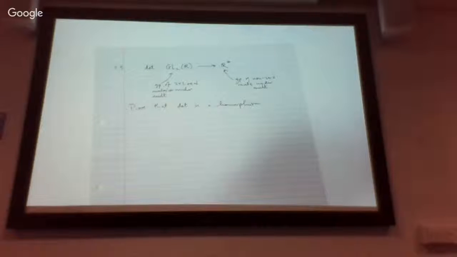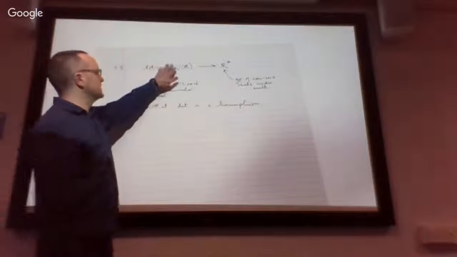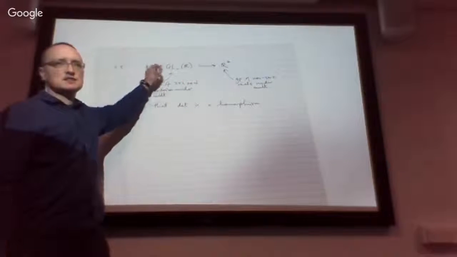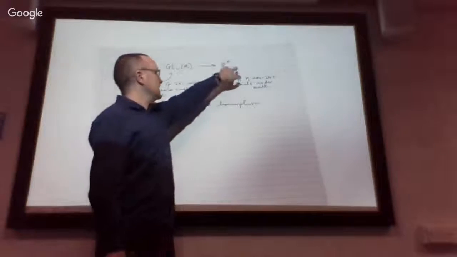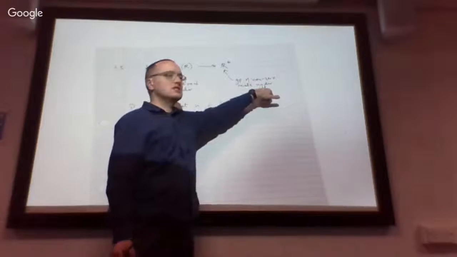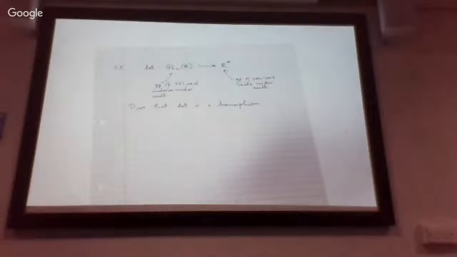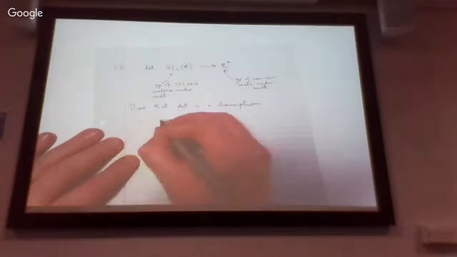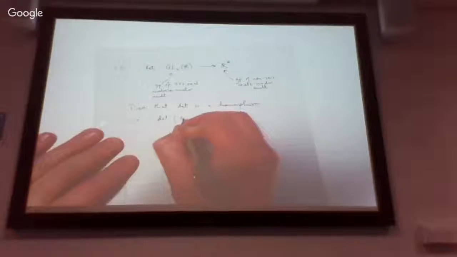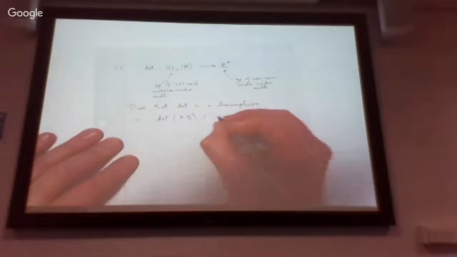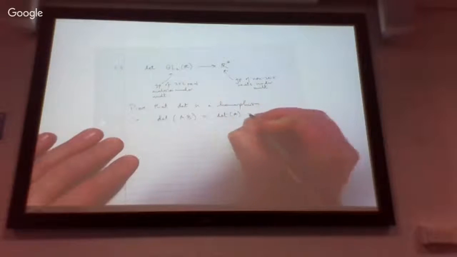So what's the homomorphism property here? The homomorphism property says that if you take the determinant of a product of matrices, it is the product, under multiplication of real numbers, of the individual determinants. I.e., det of a product of matrices is the product of the determinants.